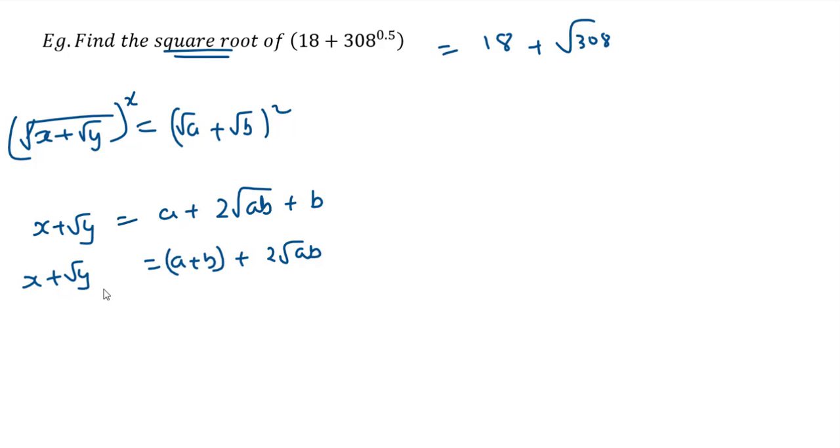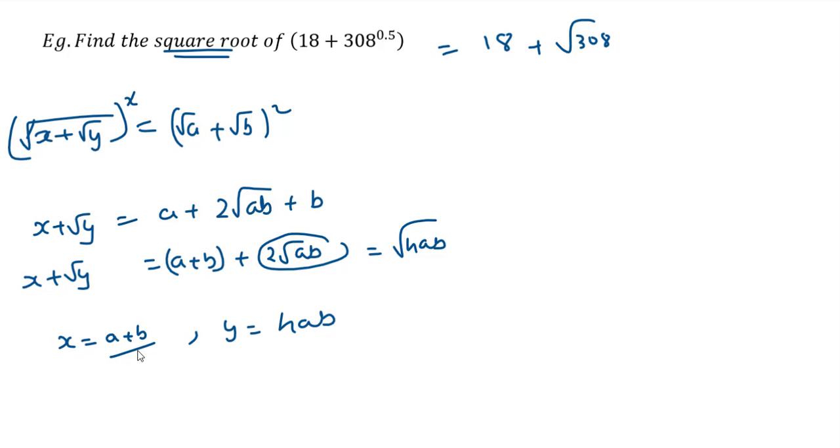Now once we have reached this stage, what we will do is we'll simply compare the rational part and the irrational part. So if we compare the rational part, we'll get x is equal to a plus b, and we'll get y is equal to, if we take this 2 under the square root, we'll get square root of 4 times ab. So y will be equal to 4 times ab. So we have the values of x and y. We can solve for the value of a and b. Once we get the value of a and b, the square root of this term will be equal to, as we have assumed it to be, square root a plus square root b. So in this way you can find the square root of a surd. So let us understand with the help of this example.